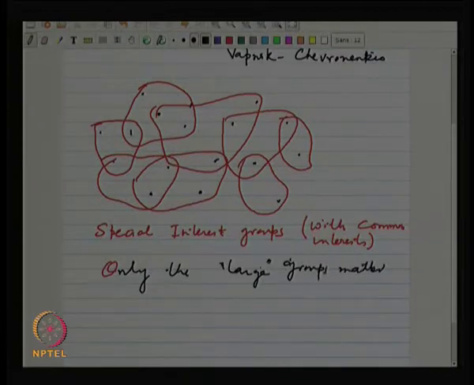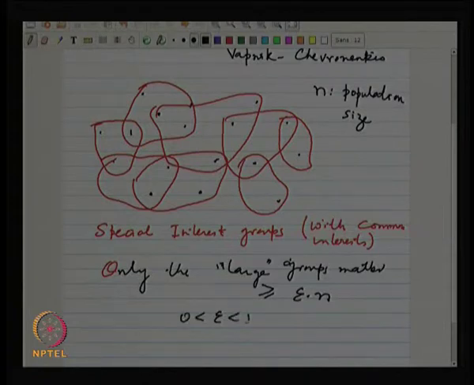How large is large? Okay. So, let us choose a fraction, let us say larger than some epsilon times n. N is the size of the population. Some fraction epsilon, let us say epsilon is between 0 and 1. Maybe epsilon is 10%, 5%, 1%. So, we are saying that unless the group has at least 1% size of the population, it really does not count.